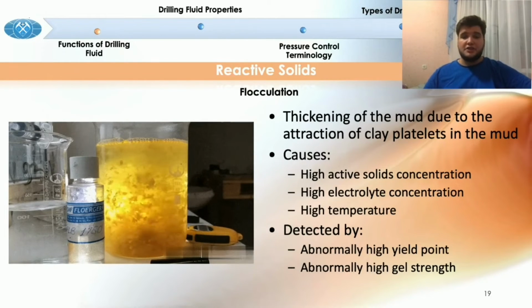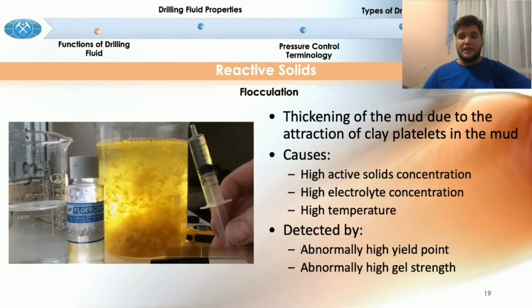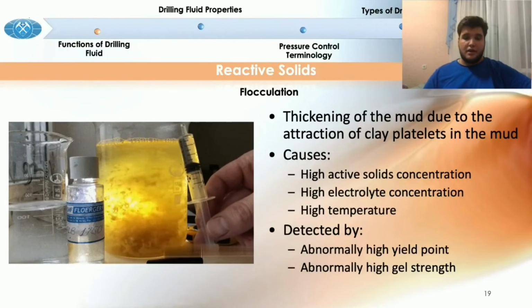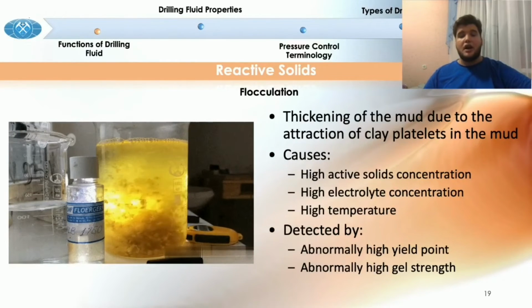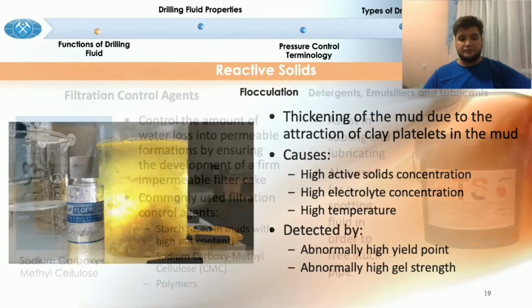Flocculation. Flocculation is a thickening of the mud due to the attraction of clay platelets in the mud. The causes of flocculation are high active solids concentration, high electrolyte concentration, or high temperature, usually detected by an abnormally high yield point or abnormally high yield range.